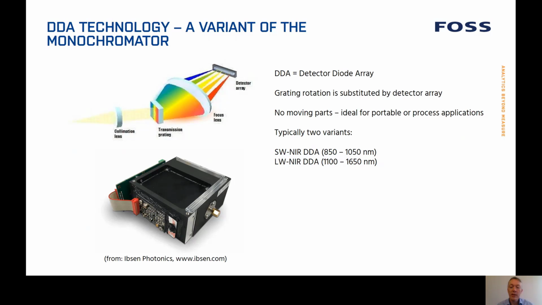The advantage here is that there are no moving parts, so it's ideal for applications where shocks or strong vibrations may be an issue, for instance in a process environment or a portable solution. The limitation of the DDA at present is that it is only affordable in the shortwave NIR and the long-wave NIR regions due to the availability of cost-efficient array detector technologies.